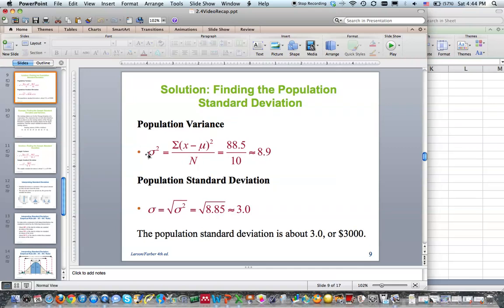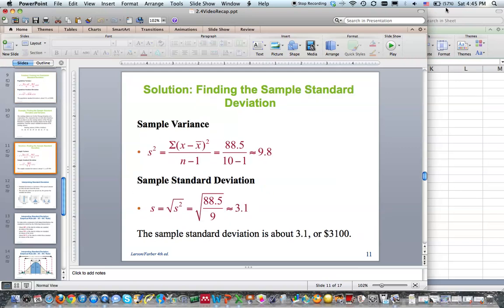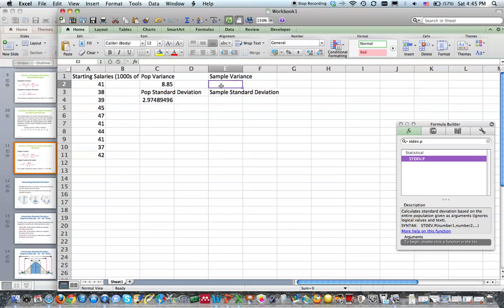But for the population, we use sigma squared and sigma for the two terms. So if we want to find this in Excel, we go back to Excel, and this time I'm just going to use a different formula. That's the only thing that changes.